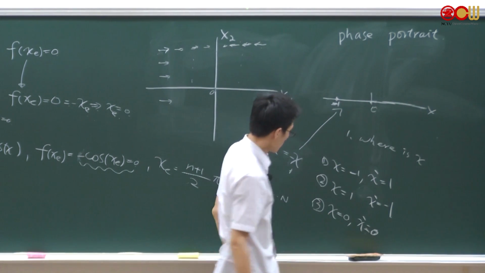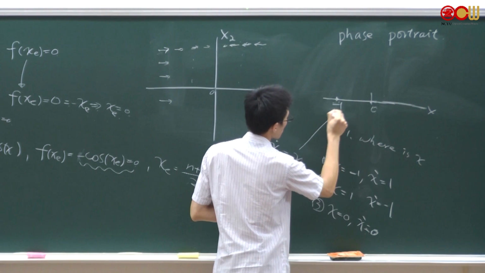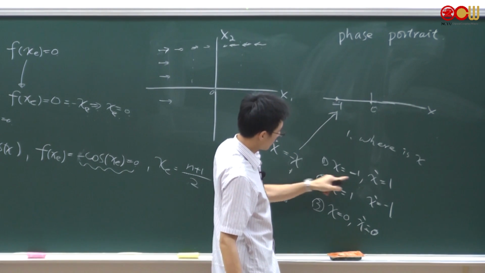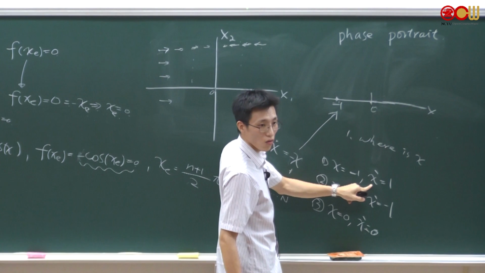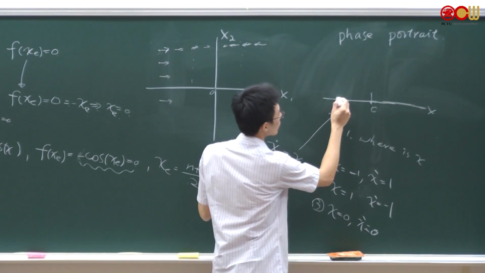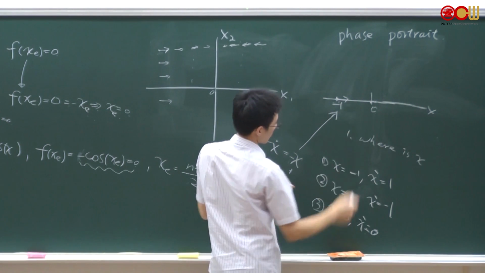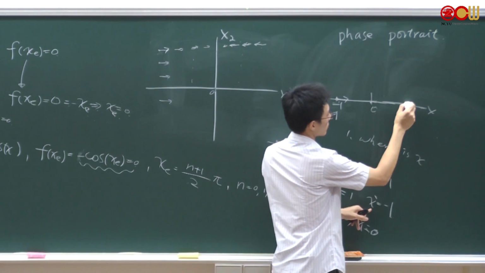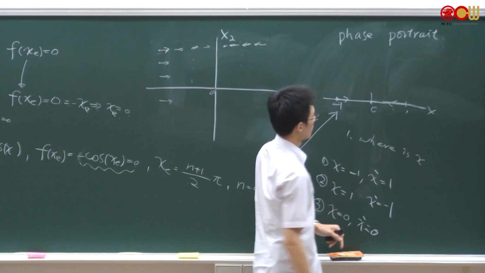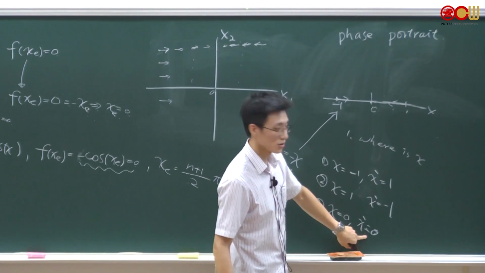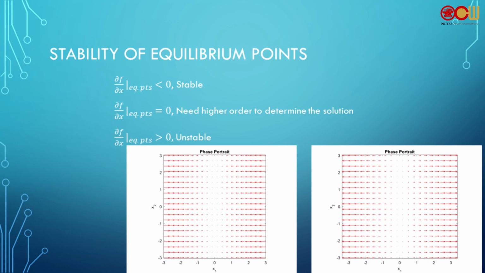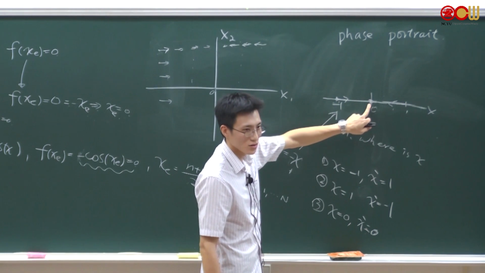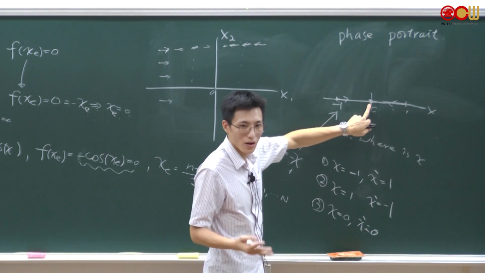Here, x is equal to minus 1. What's the velocity? The velocity will be 1. 1 means pointing to the right with magnitude 1. X equal to 1, it's trying to move to the left. And how about at 0? 0 velocity. In this page, we are talking about the stability of the equilibrium point. We care about the stability at this point. 0 velocity, right? So it's hard to imagine whether it's stable or unstable.